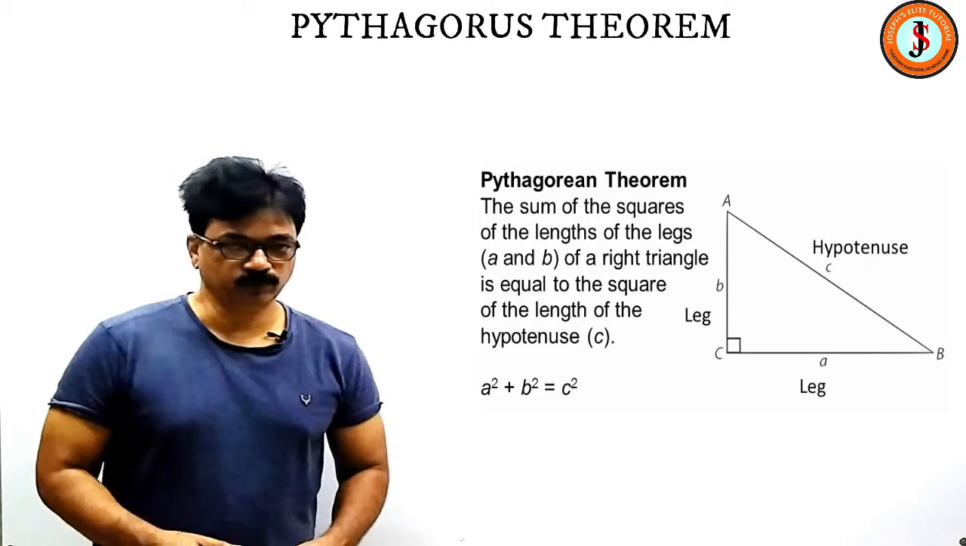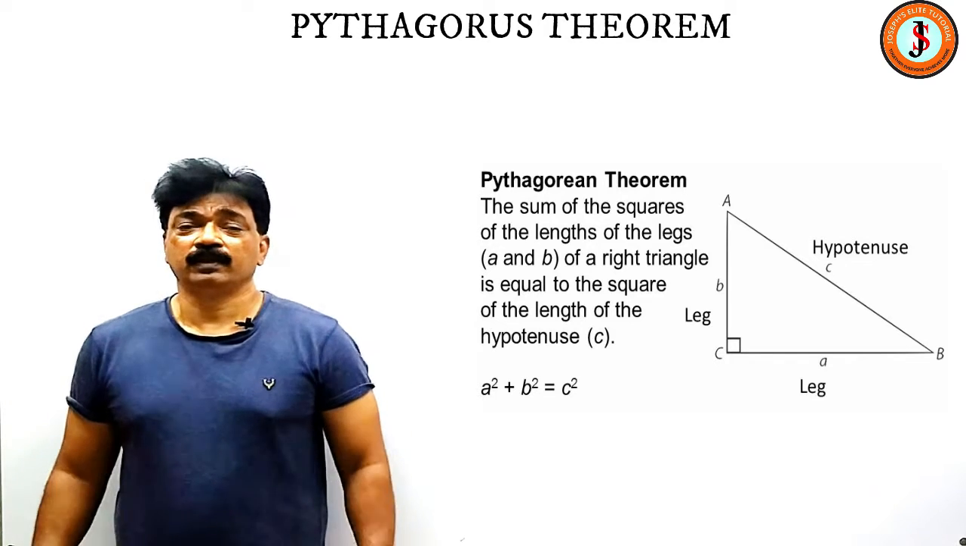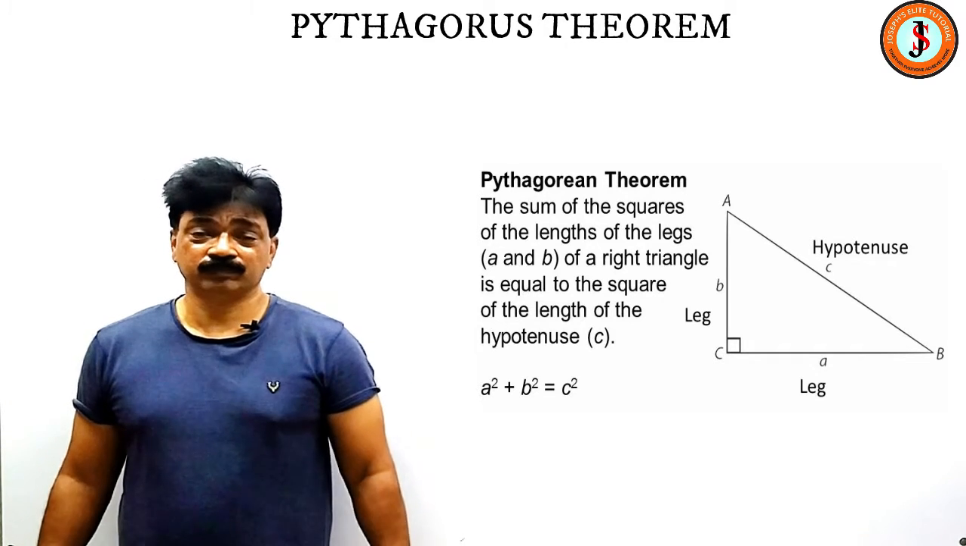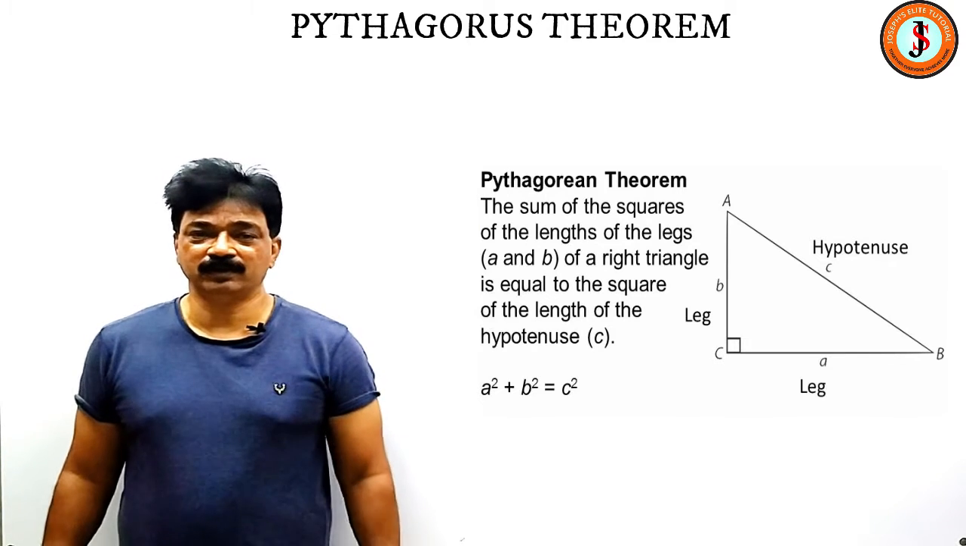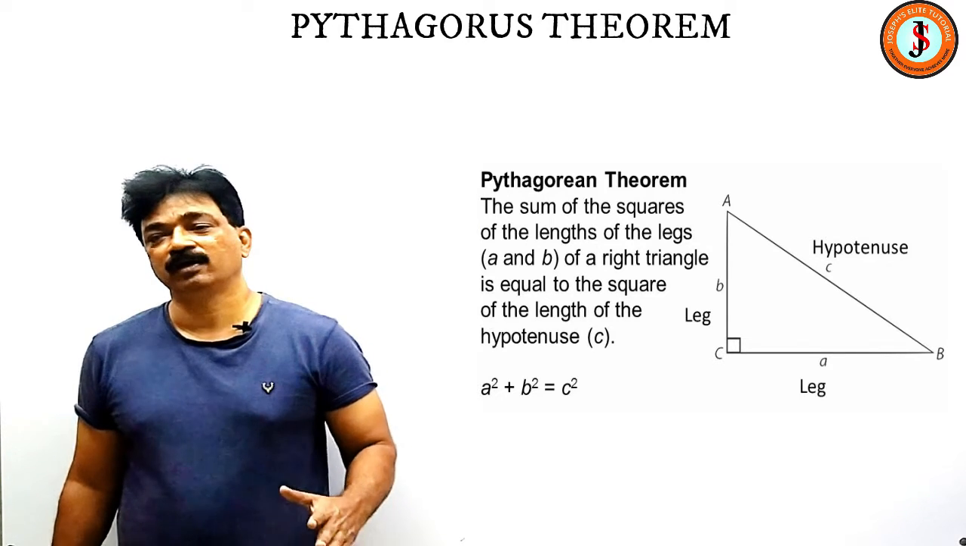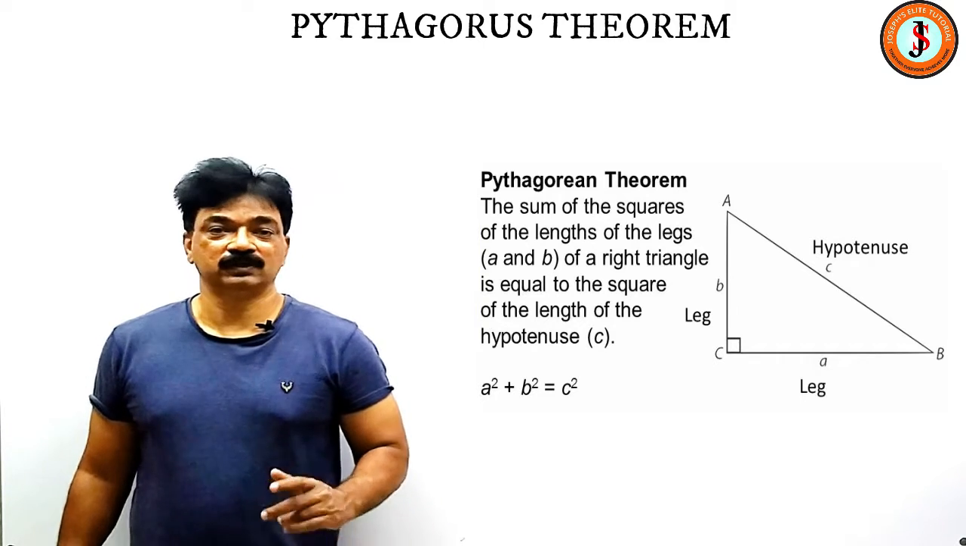What is Pythagoras theorem? Pythagoras theorem says that in a right angle triangle, the sum of the squares of the sides containing the right angle is equal to the square of the hypotenuse, or is equal to the square of the third side.